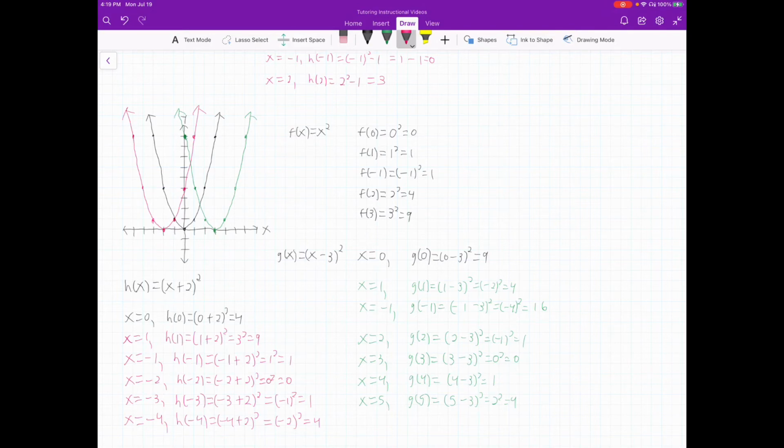Alright, so now we're looking at the graphs of these three functions. What's really happening here? Well, if I focus on f, which is in black, and g, which is in green, I notice that in comparing the two, if I look at x is 0, I have the point on f shifted or translated 3 to the right. Similarly here, to get to the same point on g, I have to move 3 units to the right.